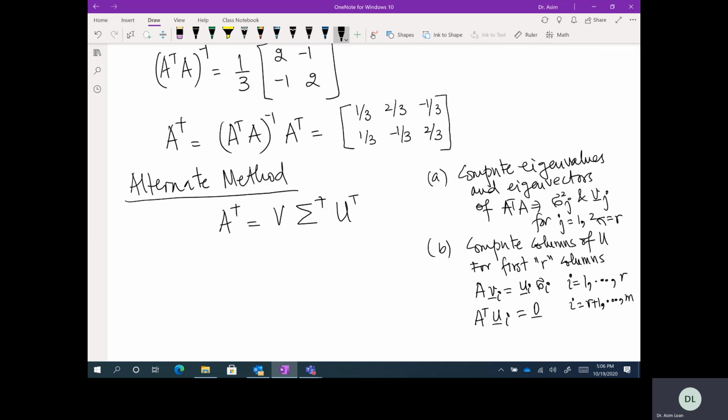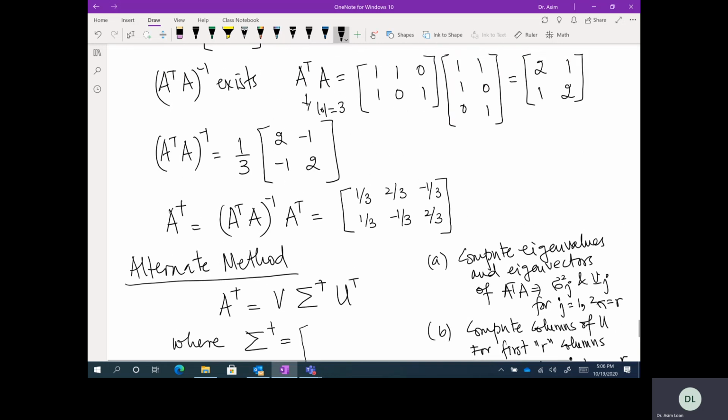Let me see. It was in the last lecture. So when you have a tall matrix, A transpose Ui is equal to 0. So this is how you'll find the columns of U. If you do that, then plug in the values here, where sigma plus is simply a 2 by 3 matrix. So since your eigenvalues are, what were the eigenvalues?